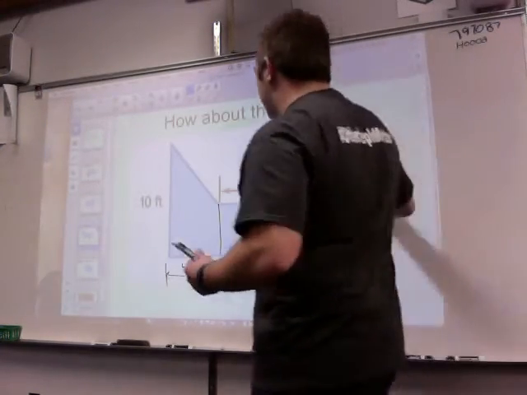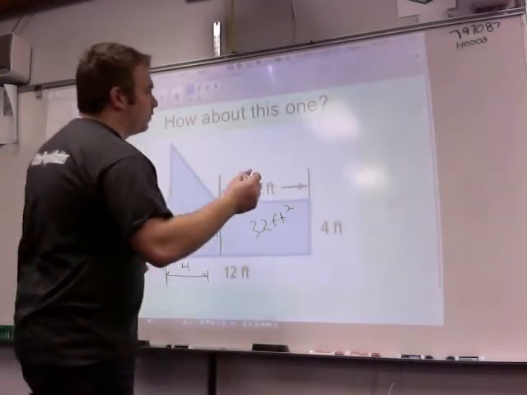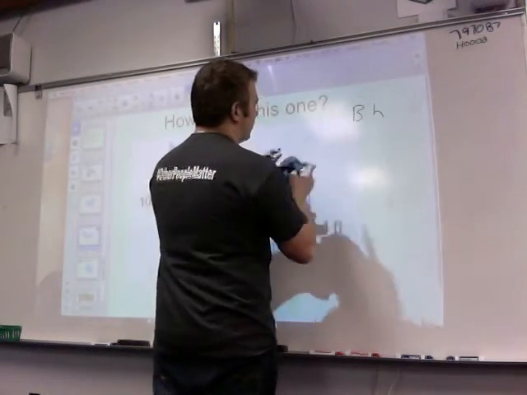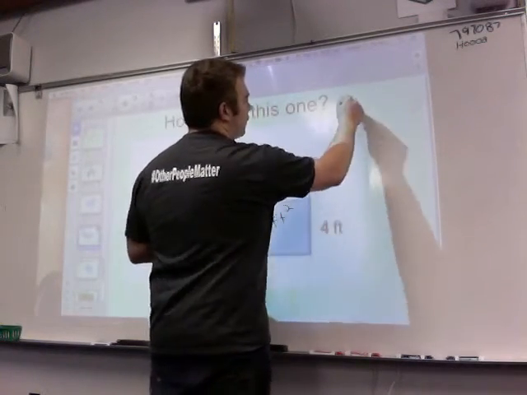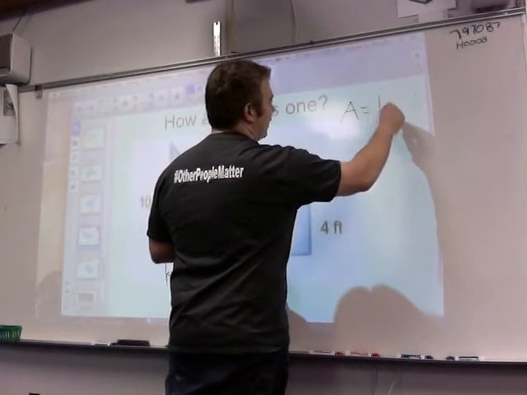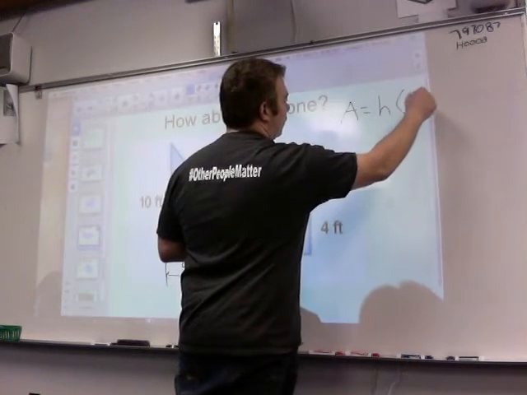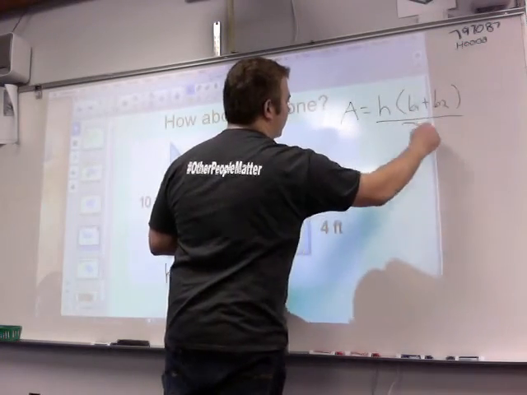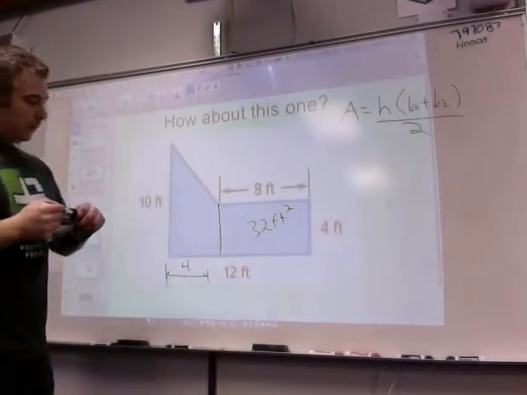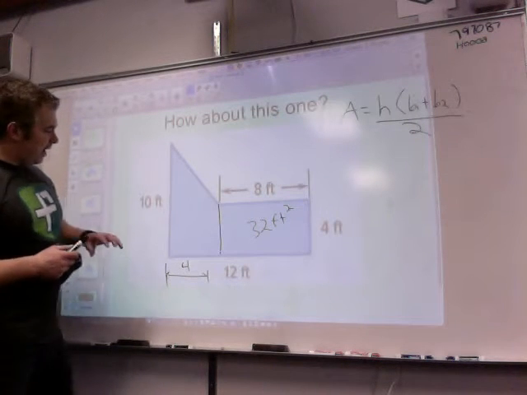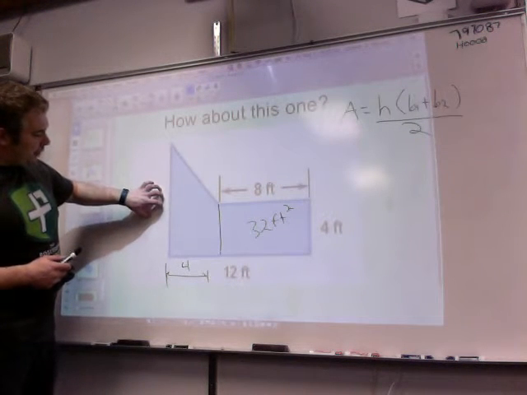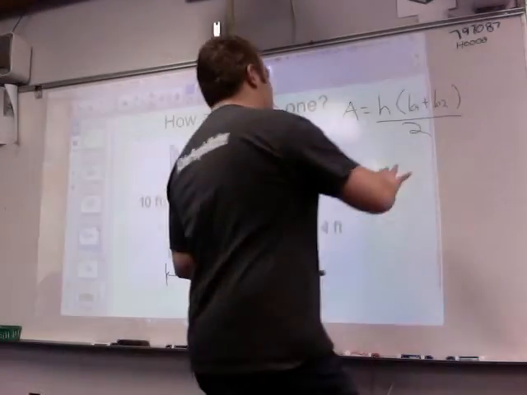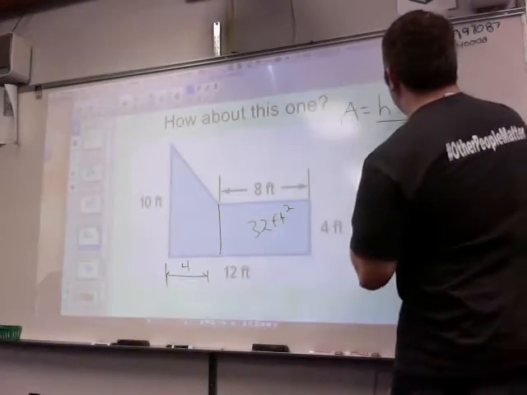Alright, now I have to find the area of this trapezoid. Before I go on, I need to remember I need base times height. Nope, that's not it. Area of a trapezoid equals height times base 1 plus base 2 divided by 2. There's my area of a trapezoid. Okay, so it looks like I have a base over here of 10 feet. So I'm going to plug that in. My first base is 10.